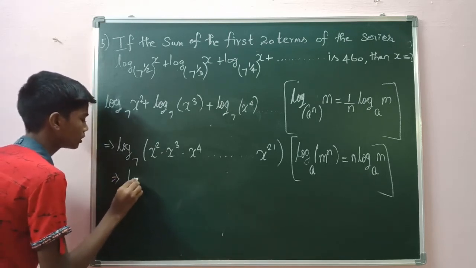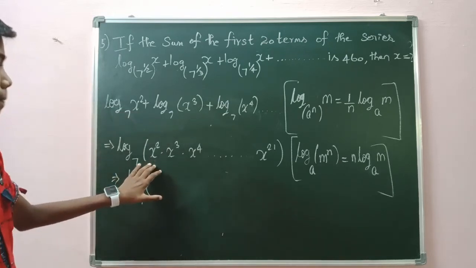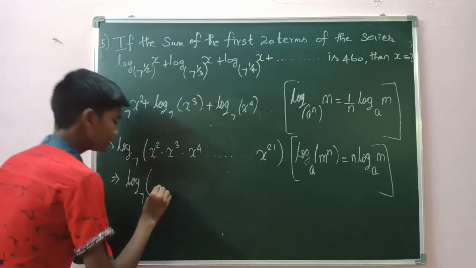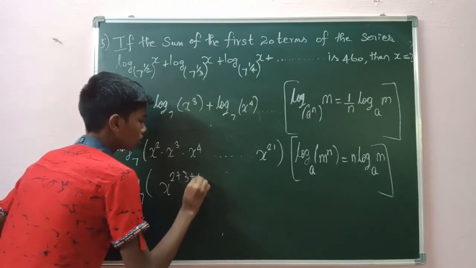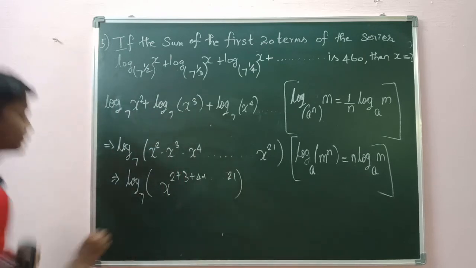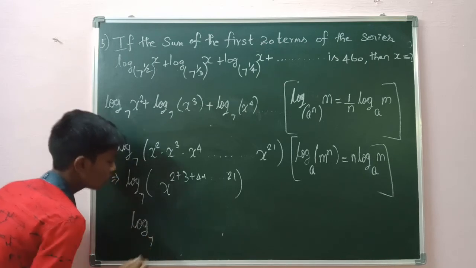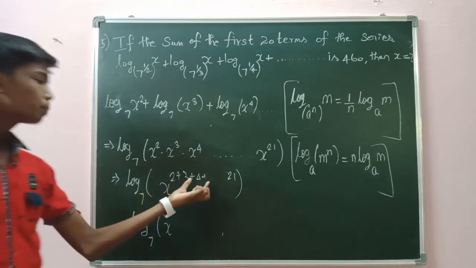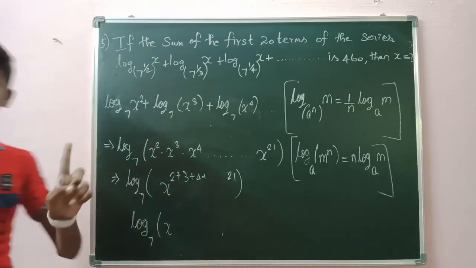I write the same log as log to the base 7 of, I am having the base as same, hence I can add up the powers. Laws of exponents, I will get x power 2 plus 3 plus 4 plus all the way up to 21. So same I can write this as log to the base 7 of x power 2 plus 3 plus 4 plus 21. This power is an AP. 2 plus 3 plus 4 all the way up to 21 is an AP because the common difference is 1.